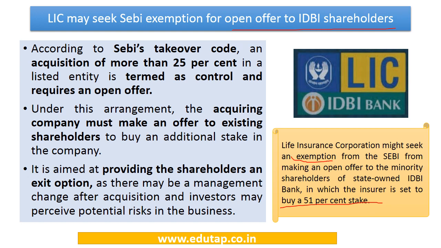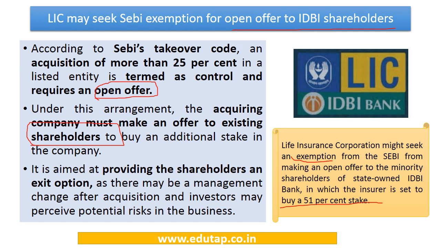So if any entity is acquiring more than 25% in another listed entity, it would mean that it is a control, and it would require an open offer to be made. And under this arrangement, the acquiring company must make an offer to the existing shareholders that if they want to sell out their shares to them, they can sell out their shares. So the objective is to provide the shareholders an exit option.